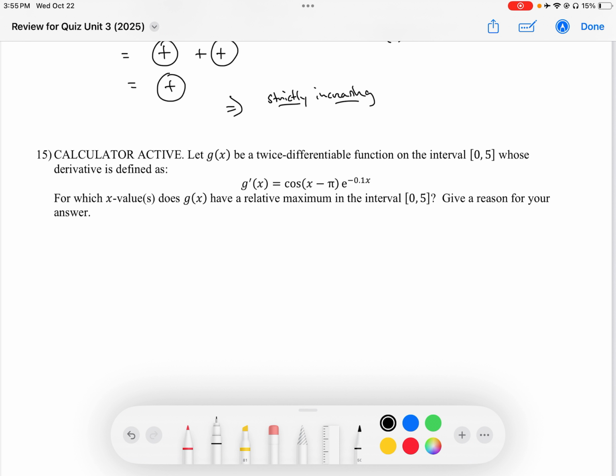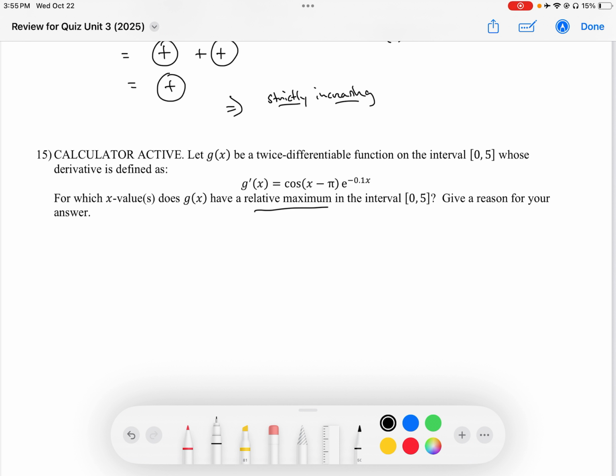Okay, anyways, we are trying to find a relative maximum for this function g on this interval. Relative maximum, not absolute maximum. If it was absolute maximum, we'd be checking the endpoints. We're just trying to find any relative maxes. So we need to find the critical points.